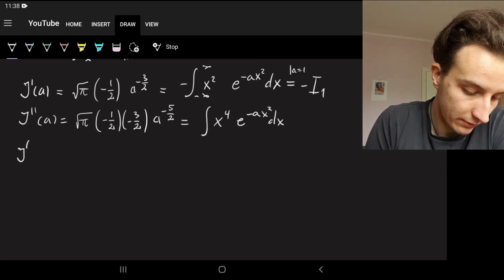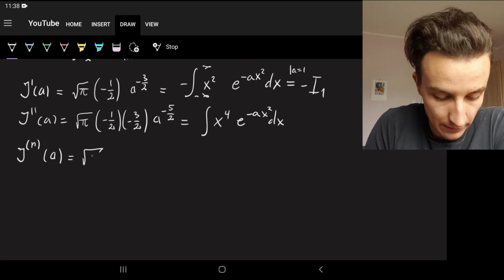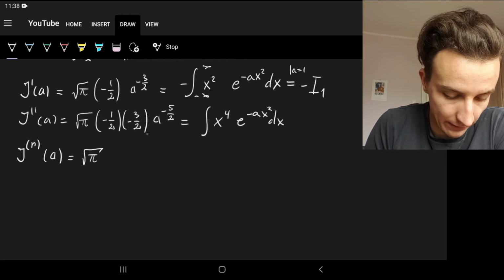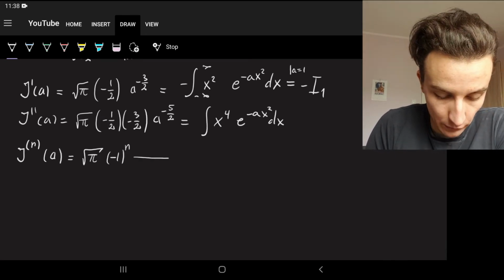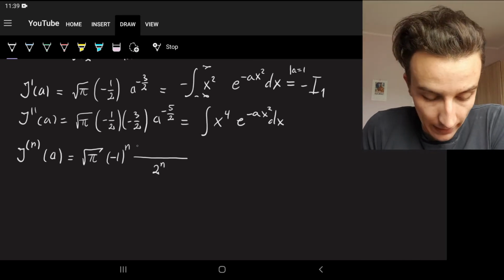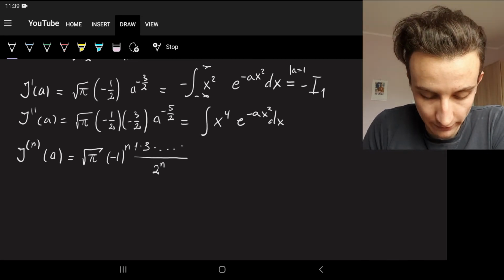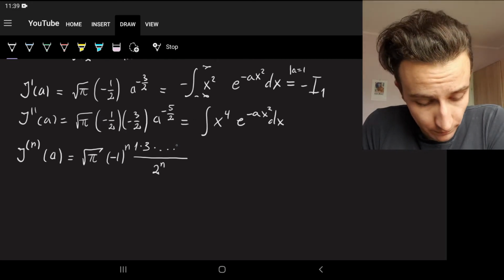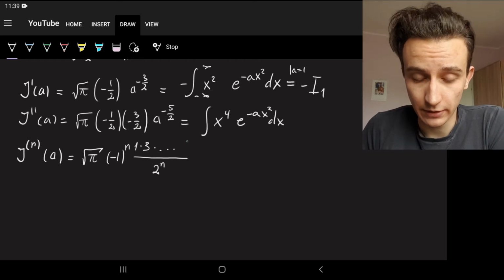Okay, so now we can see the pattern. The nth derivative of J of a is going to be the square root of pi. Now we're going to have minus 1 to the nth power, okay? Then we're going to have 2 to the nth power, okay? And then over here, let's just write it like this first. 1 times 3 times 5. So for the first derivative, we had 1. For the second, we had 3. So it's increasing as an odd number, right?